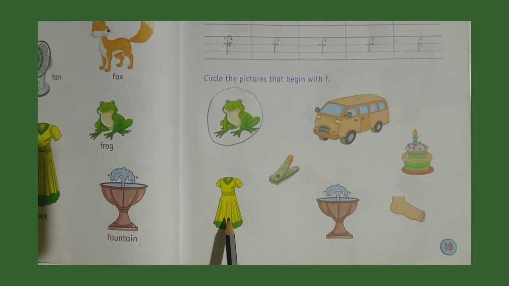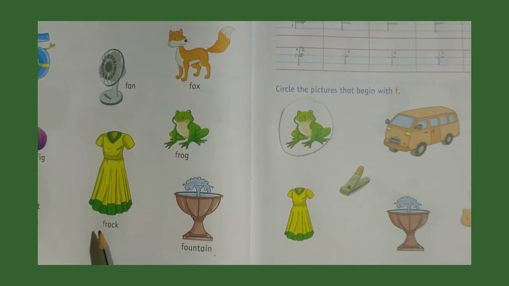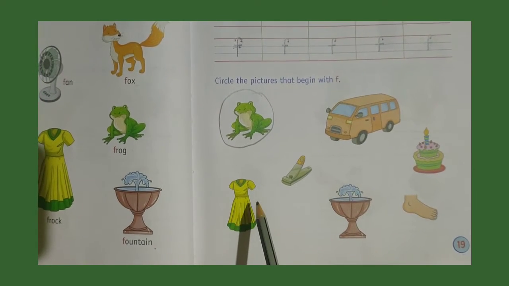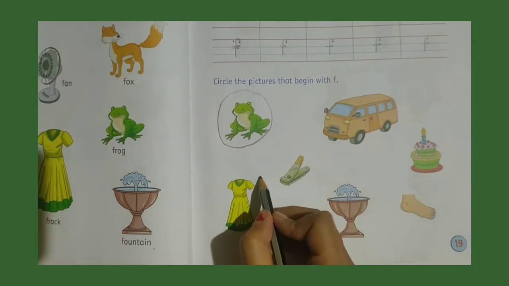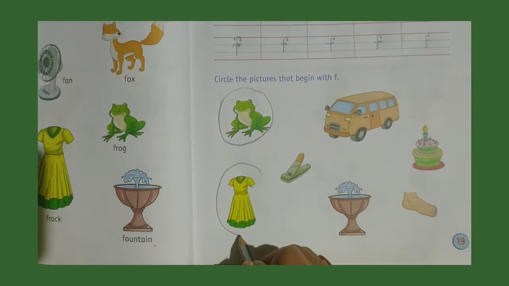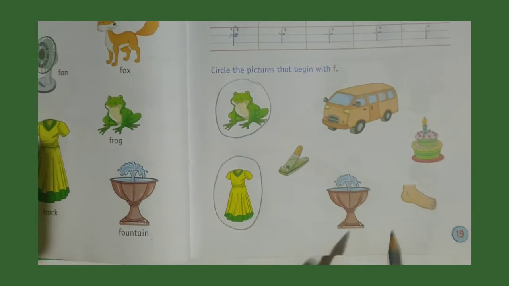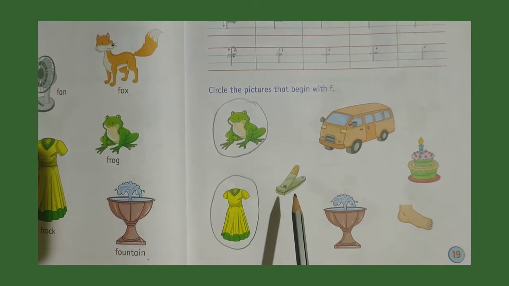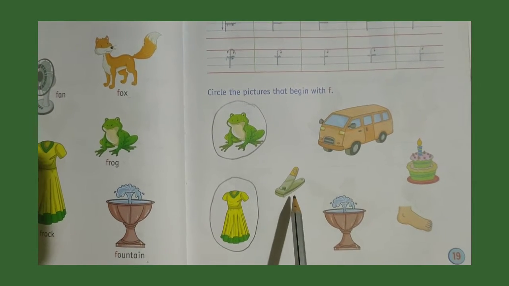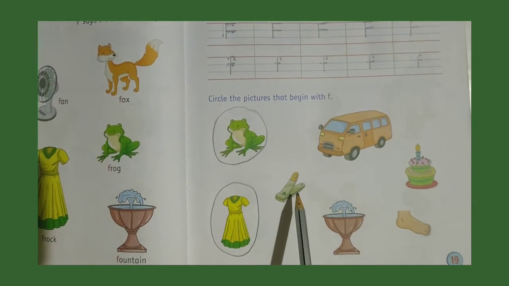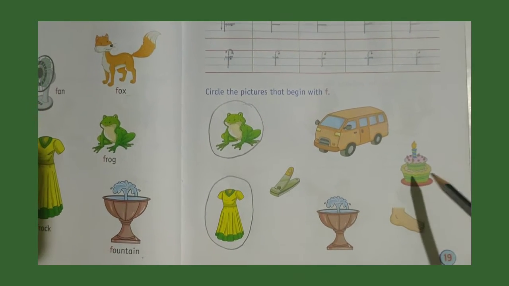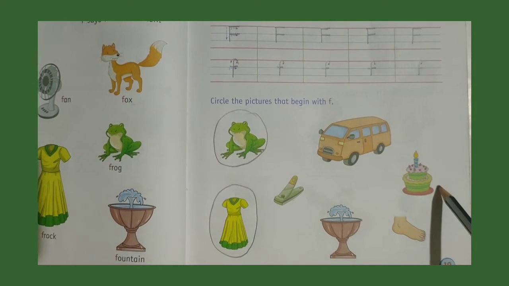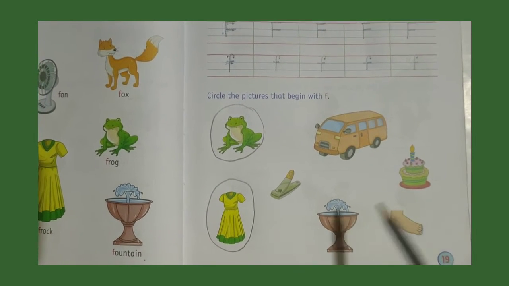Here you can see the picture of a frog. F-R-O-G, frog. Yes, frog is starting with the letter F. So circle the picture of a frog. This is the picture of a nail cutter. Nail cutter is not starting with the letter F. That's why we don't circle the picture of nail cutter. Here you can see the picture of a cake. Cake is also not starting with the letter F.